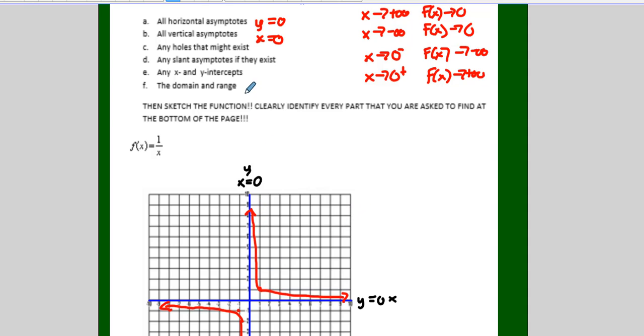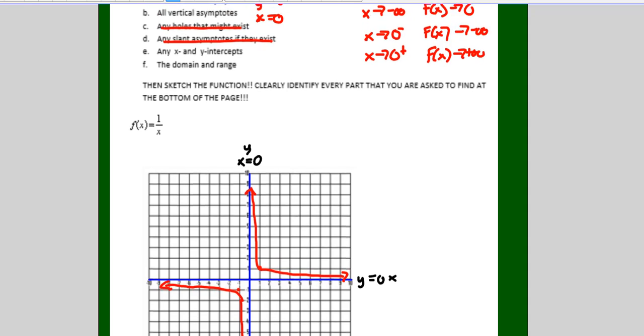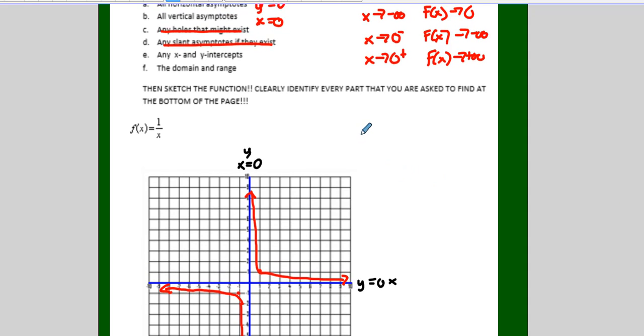Okay, so now there are no holes. We'll talk about those in another video. There are no slant asymptotes here. So now x and y intercepts, if there are any. An x-intercept is where the graph crosses the x-axis, which is the line y equals 0. So to solve for that, you set the function equal to 0. So for an x-intercept, you set the function 1 over x equal to 0. Well, if you cross multiply here, you get 1 equals 0.